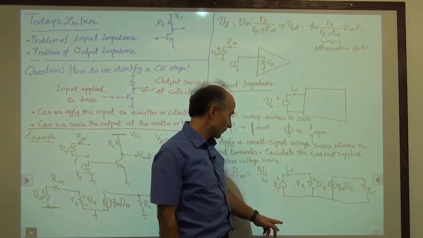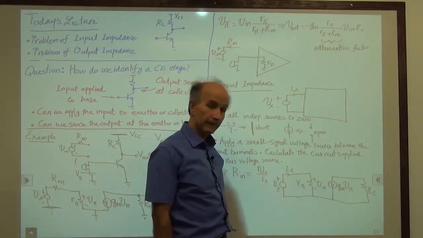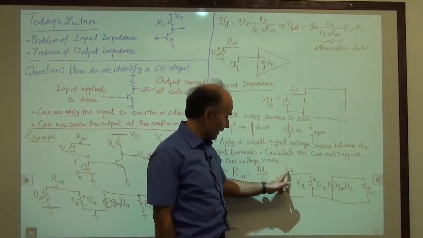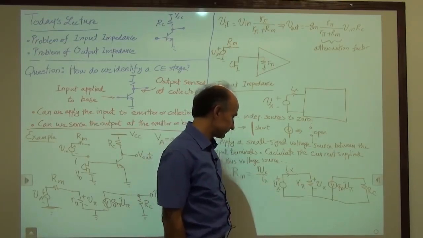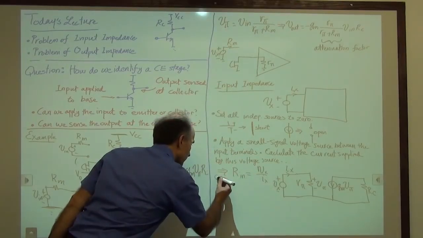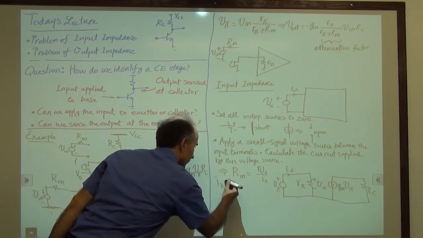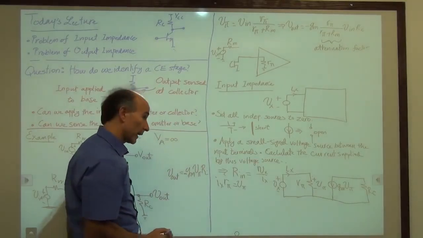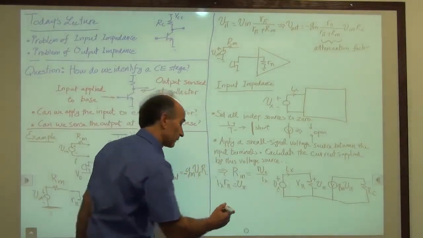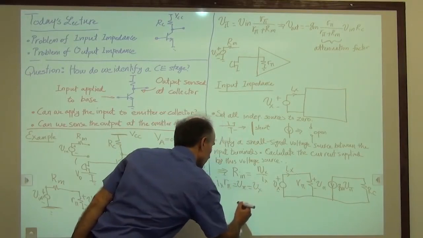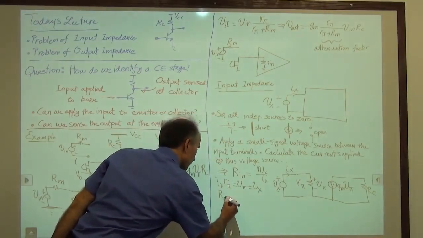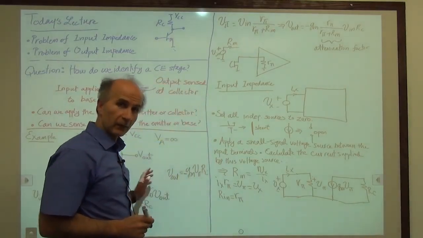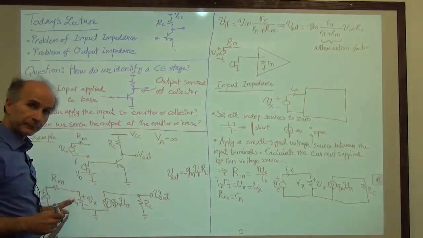So Vx over Ix would be the same as V pi over Ix. And we know that Ix just goes through R pi. So Ix times R pi is equal to V pi. That's Ohm's law. And then V pi happens to be equal to Vx. That's KVL. So the input resistance happens to be R pi. And of course, we had that suspicion when we started out looking at these calculations here.